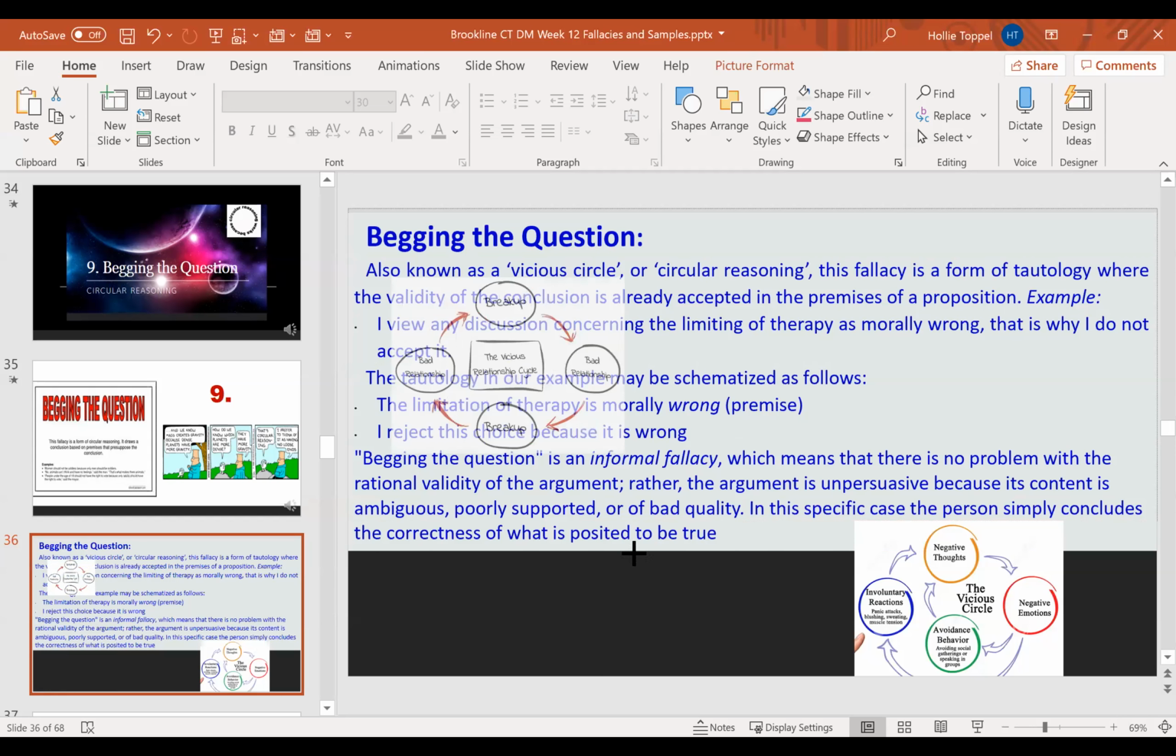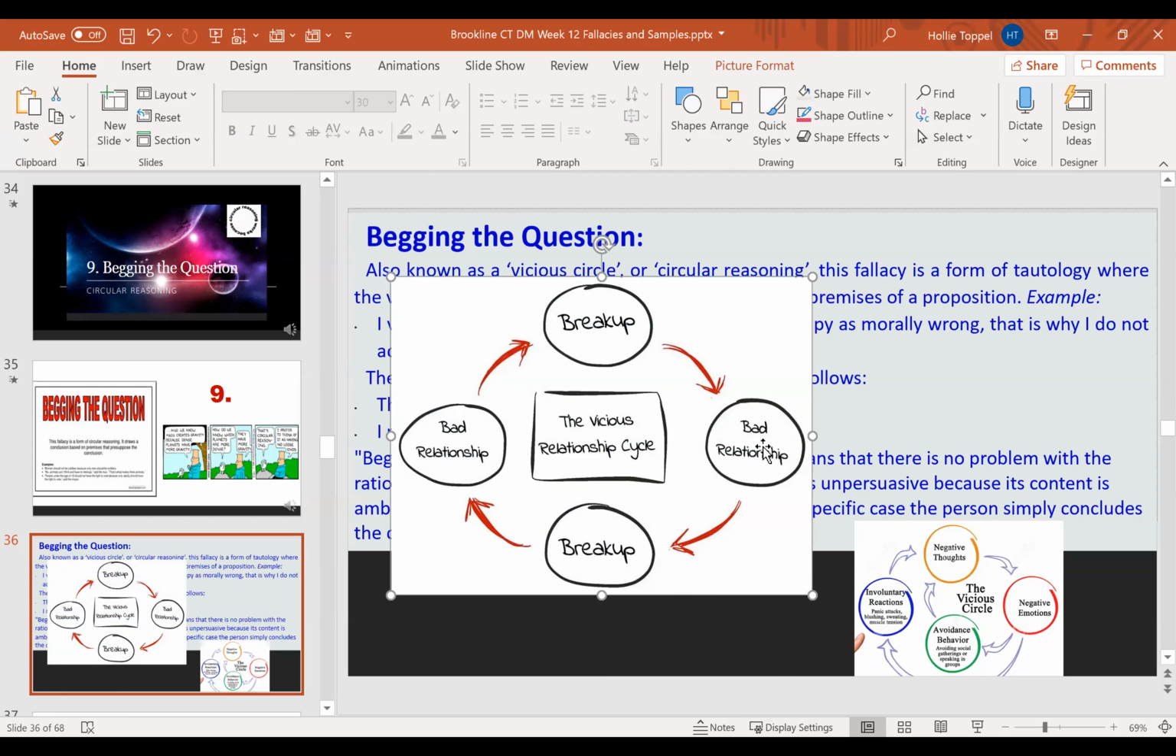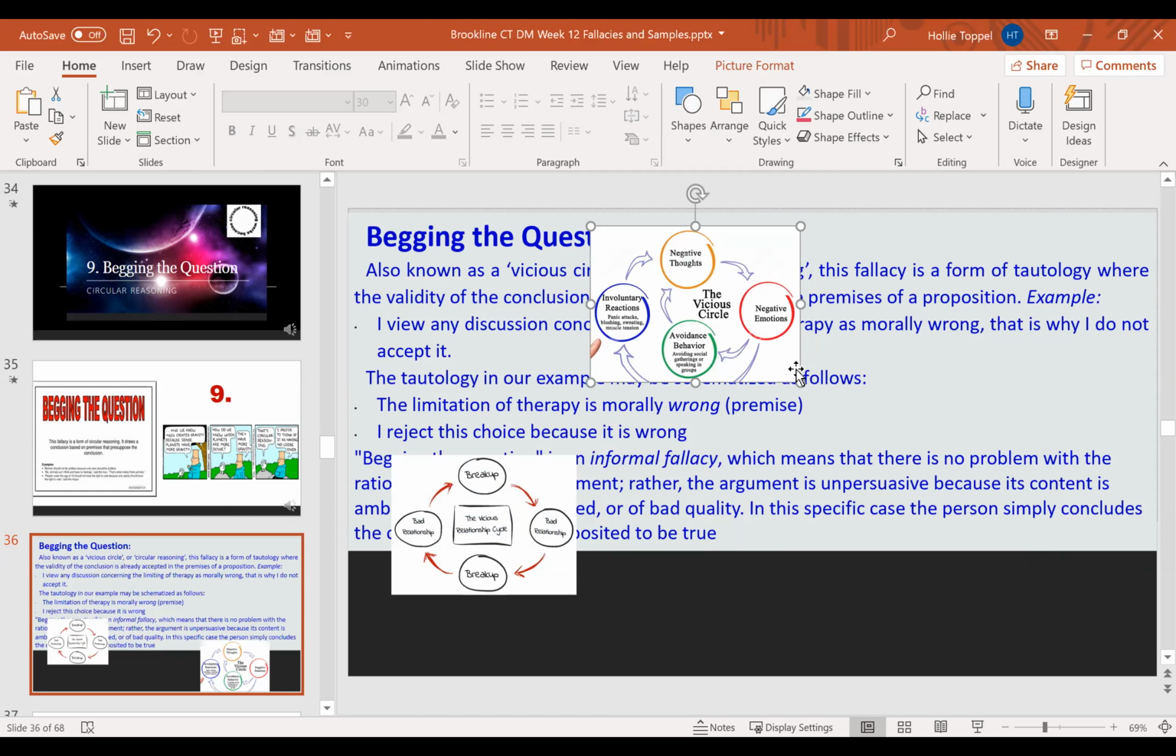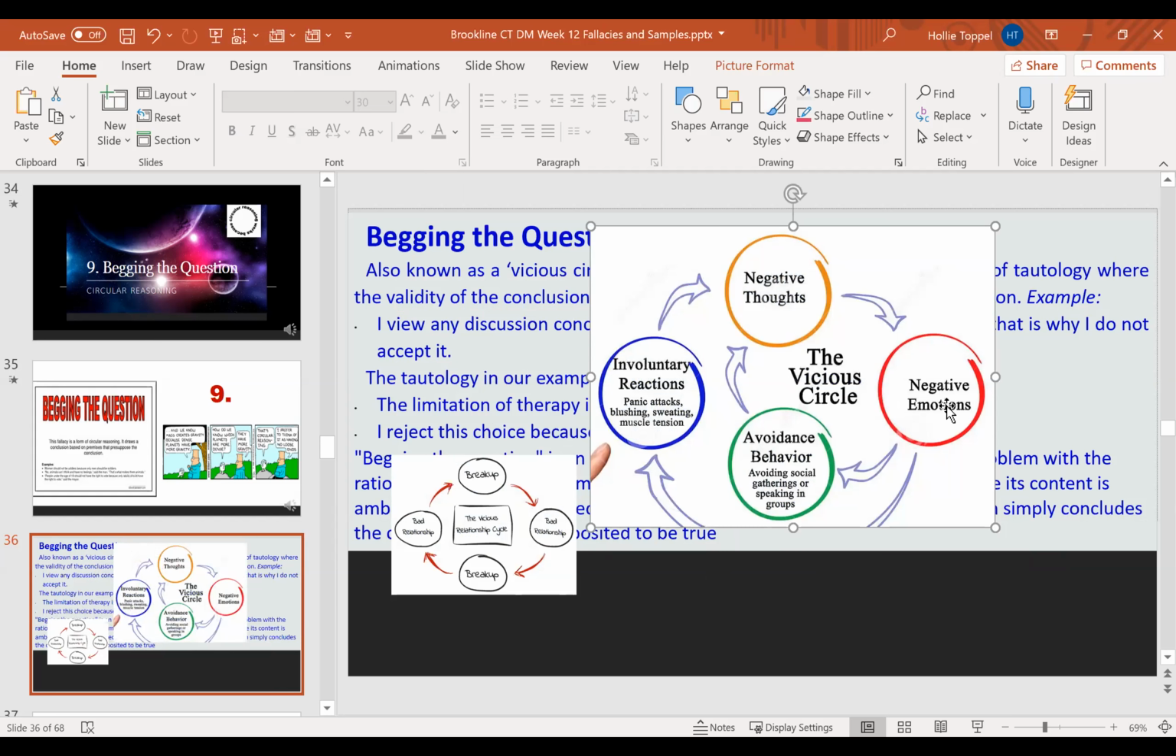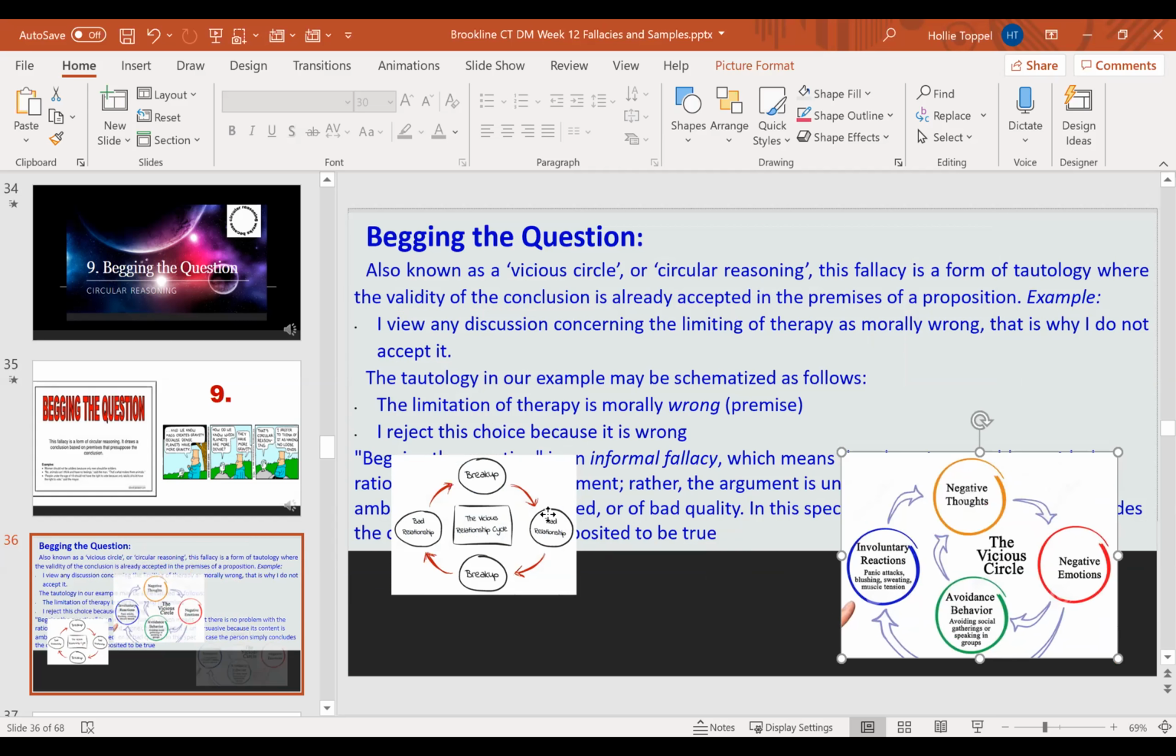So I gave you more examples in these little circles. A breakup, you have a bad relationship, you go back to the relationship, you break up, you have a bad relationship. Instead of fixing it, instead of getting exactly what is wrong, and here is somebody with the negative thoughts, you have negative emotions, you have avoidance behavior, so that now you're going to have more involuntary reactions such as increasing stress, panic attacks, blushing, sweating, but you're not coming to the solution. You keep going in a circle. So I think you can understand that. All right.